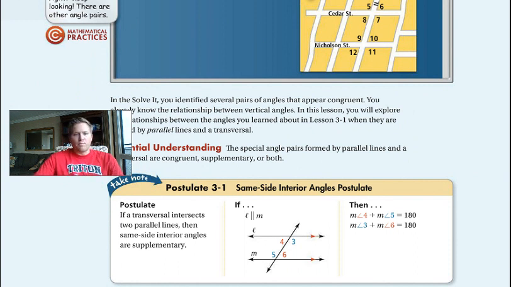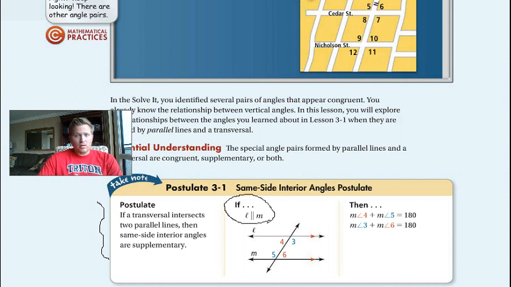Okay, so first we have this postulate right here. This given fact, you're going to write postulate, same side interior angles postulate. So what is that? It says if a transversal intersects two parallel lines. See right here where it says L is parallel to M, that's how we write parallel. Then the same side interior angles are supplementary. Okay, so it's like a conditional statement, if-then.